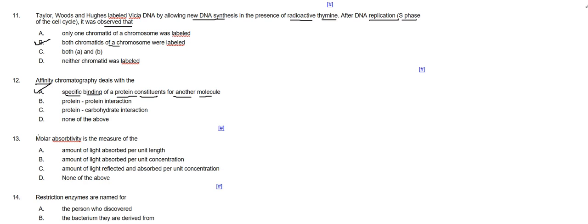Number 13. Molar absorptivity is the measure of the amount of light absorbed per unit concentration. The amount of light absorbed per unit of concentration is referred to as molar absorptivity. Okay, next question is number 14.